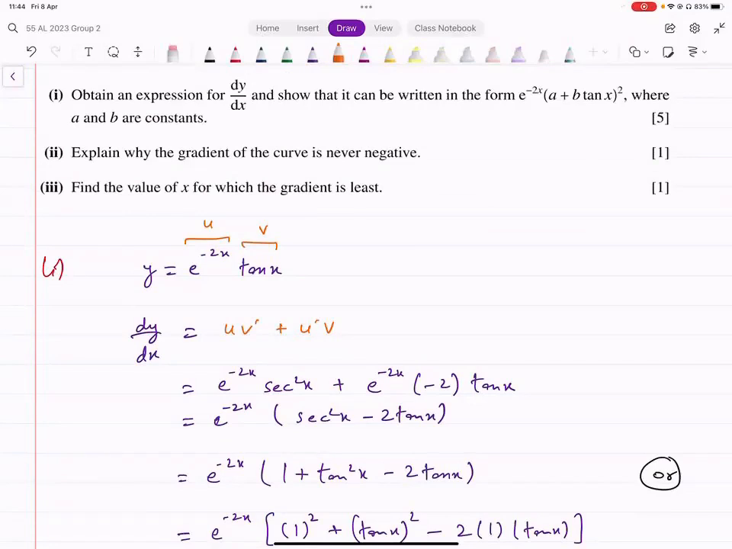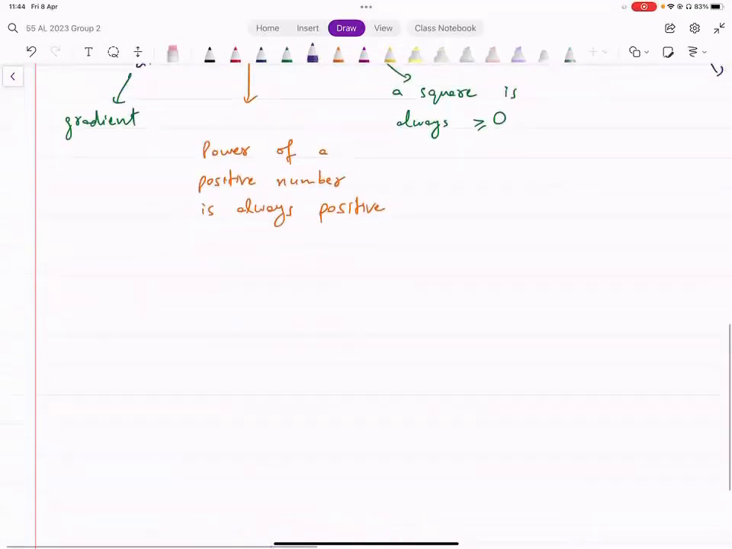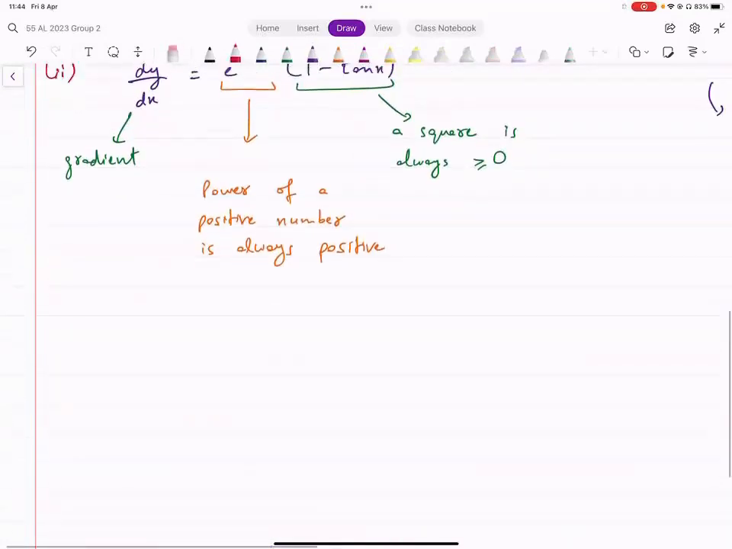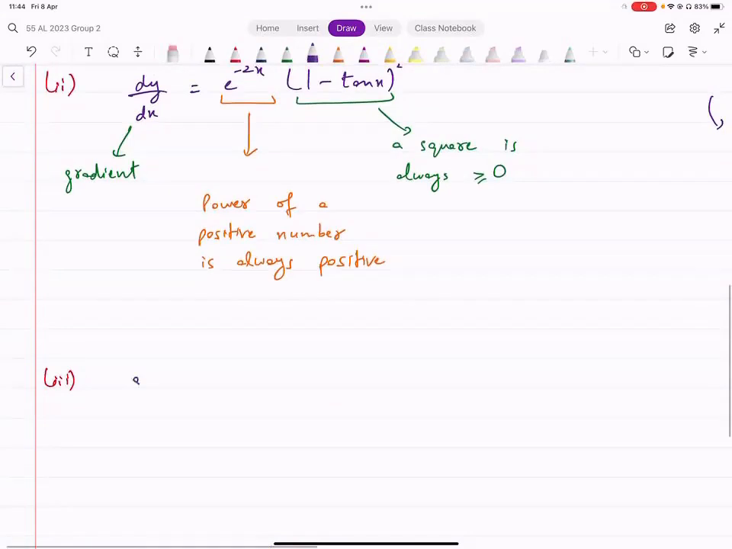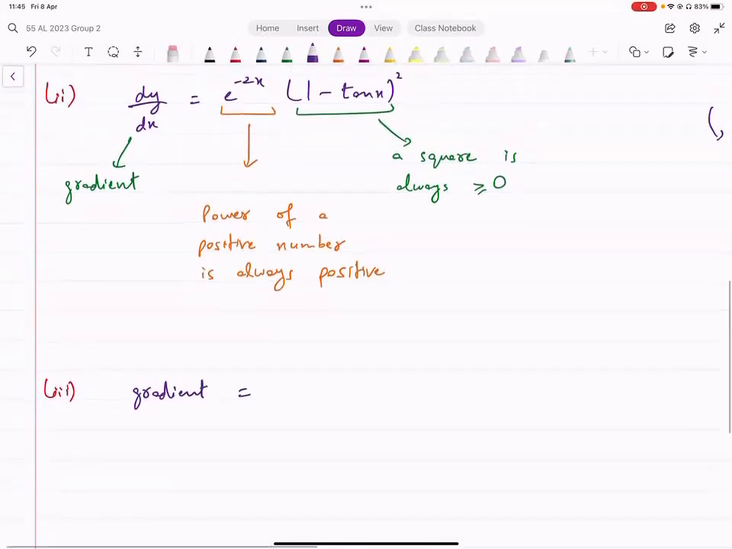What does that mean now? Gradient is least. Okay. आपके पास dy by dx आ गया. dy by dx क्या रिप्रेजेंट कर रहा होता है? ये आपका ग्रेडियंट रिप्रेजेंट कर रहा होता है. ग्रेडियंट का फंक्शन है e raised to power minus 2x into 1 minus tan x whole squared. That's the gradient function.